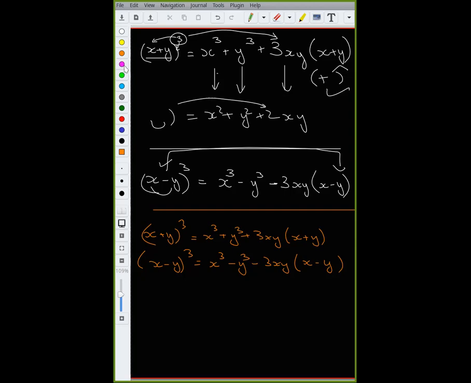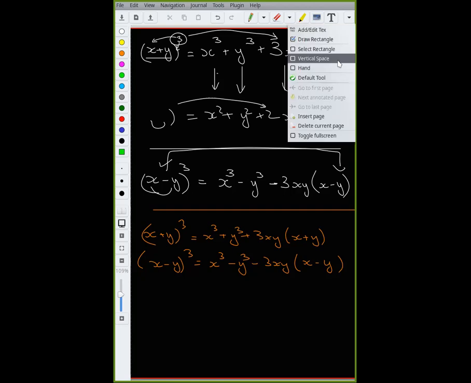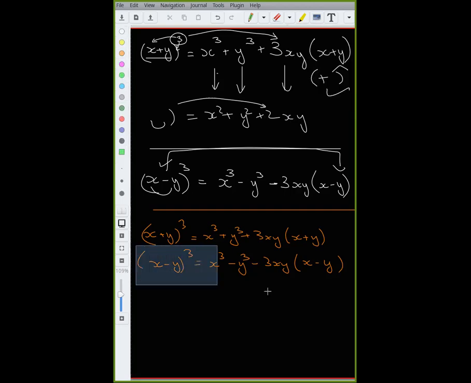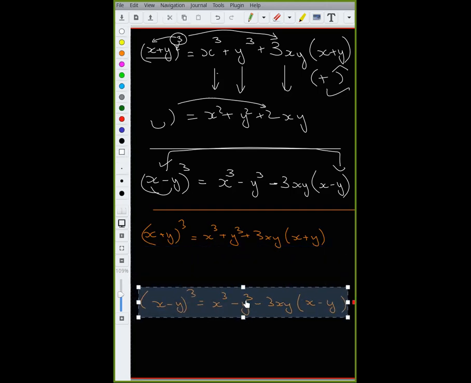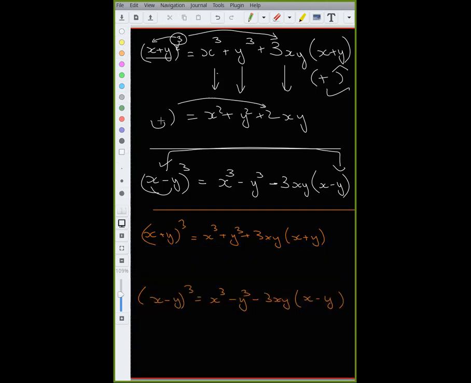Now, moving ahead, when we have this term over here, we can also write this as x cube plus y cube. Now I'm going to multiply this with this and this with this. So I'll get plus 3x squared y plus 3xy squared.